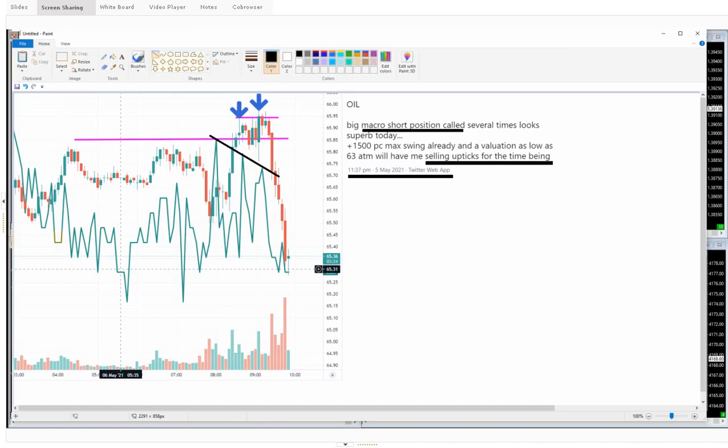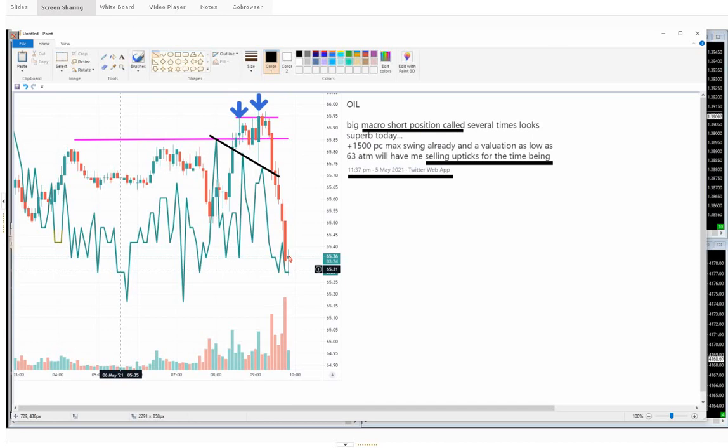Sammy hasn't been in the room. I haven't seen him so far this morning. But obviously the trade on oil has been brilliant. We shouted it out loud and proud last night. Oil, big macro short position called several times, with the top edge looking superb. And we had this brilliant sell-off this morning. And the money was in the bank account.